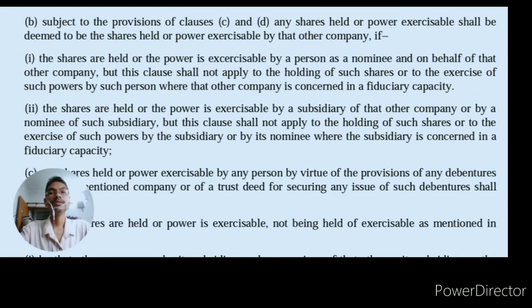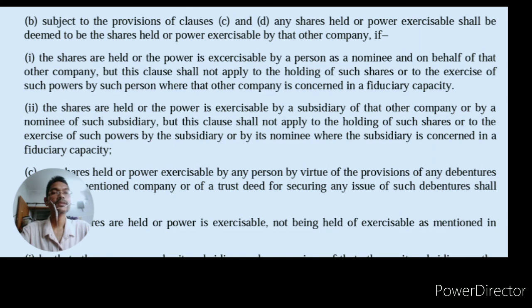Subject to the provisions of clauses C and D, shares held or power exercisable shall be deemed to be the shareholding or power exercisable by the other company if: 1. The shares are held or the power is exercisable by a person as a nominee and on behalf of the other company, but this clause shall not apply to the holding of such shares or to the exercise of such powers by such person where that other company is concerned in a fiduciary capacity.